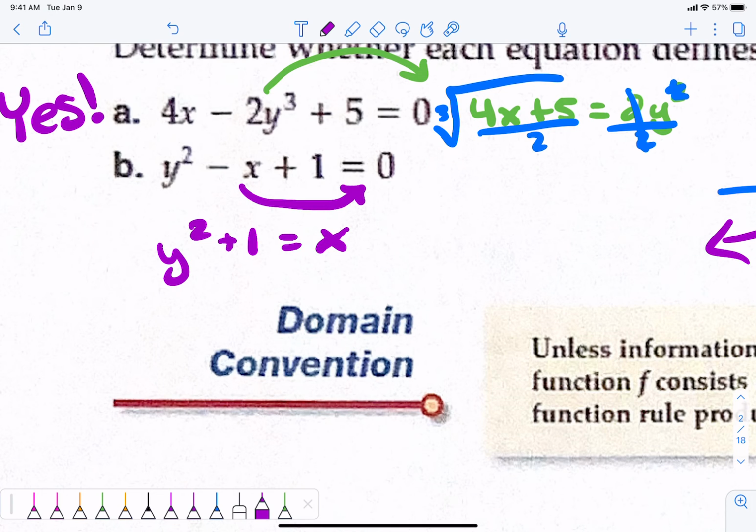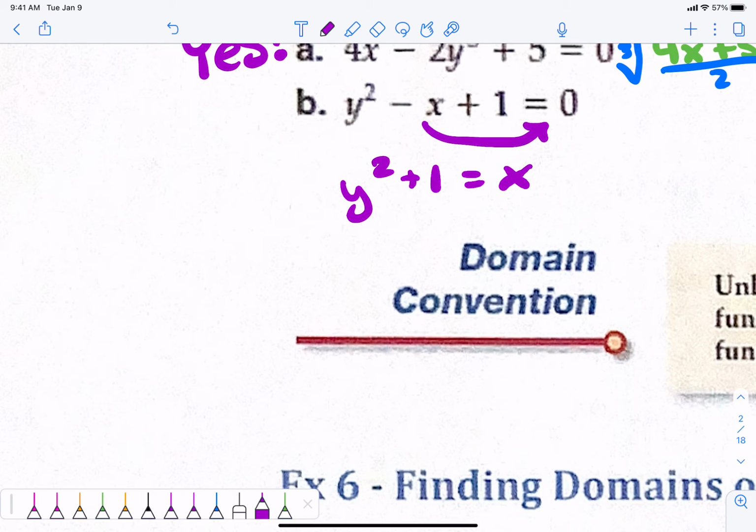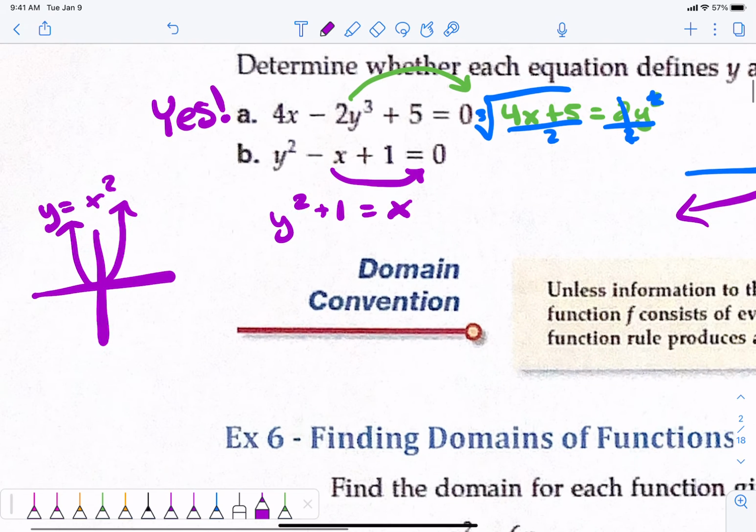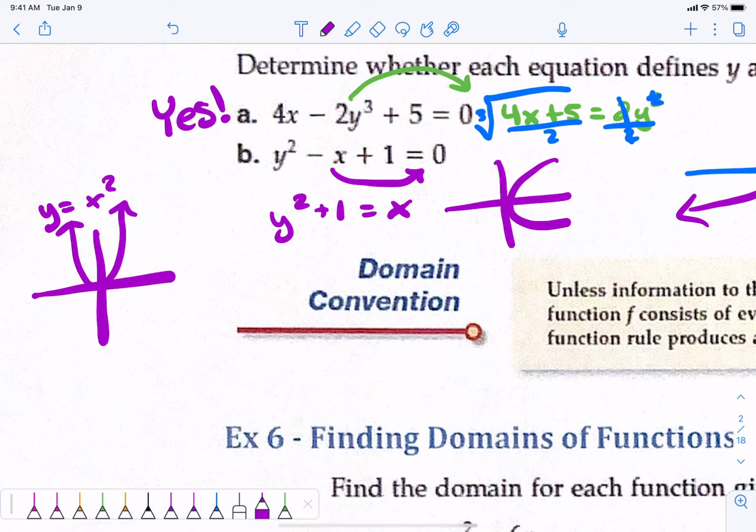All right, we know what y equals x squared looks like, right? It's a parabola. What is x equals y squared? It's a sideways parabola, something like this, right? Function or not a function? Not a function. So B is a no. Make sense? All right.